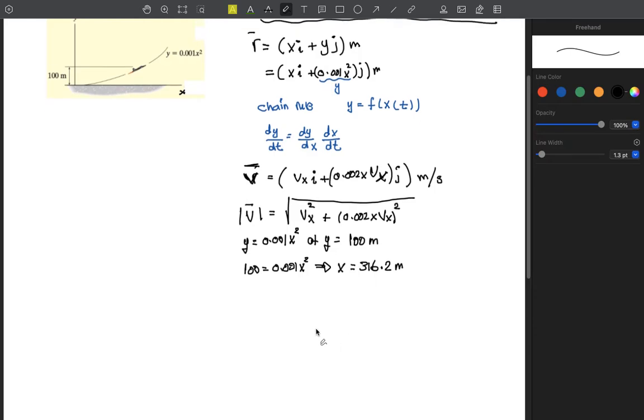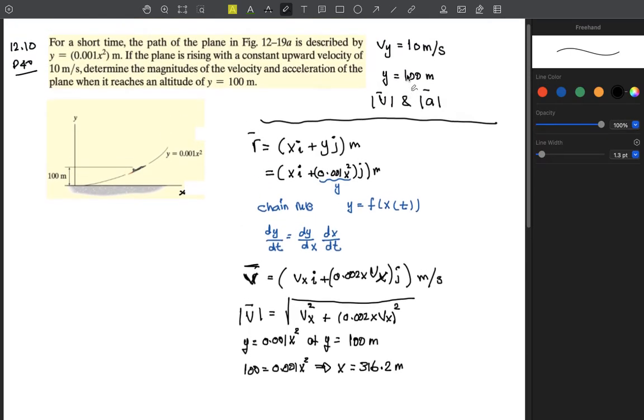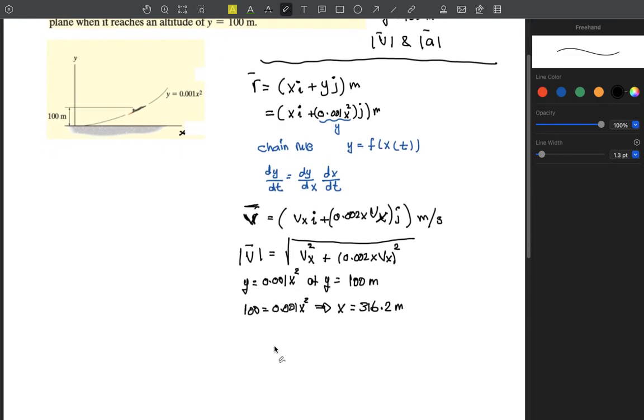Now, we also know that the velocity in the y direction is constant and has a value of 10 meters per second. So this is Vy. And we already know that this whole term is Vy, right? So 0.002x Vx is actually Vy. And we know that Vy is 10 meters per second. We already solved for x, so what's left is just Vx.